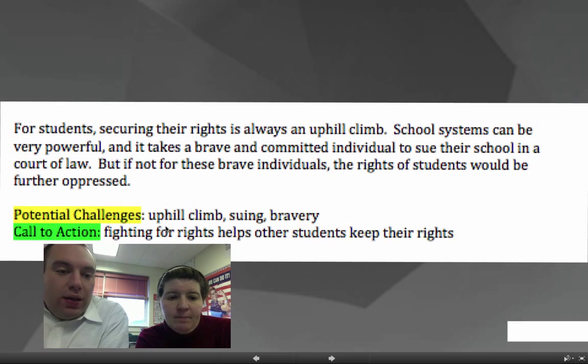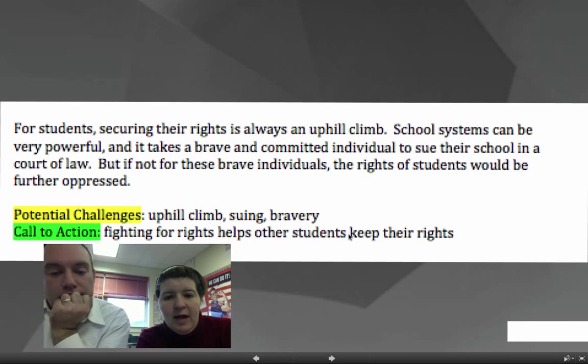So it's saying these are the uphill battle part of it. These are the challenges of students fighting for their rights, but fighting for your rights helps other students keep their rights. So the students that sue their school and go through these challenges are then able to help. Think about Tinker, for example, and how the Tinker case helped students protect their rights in school.